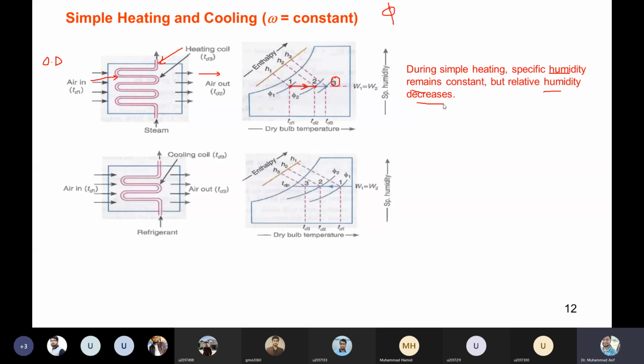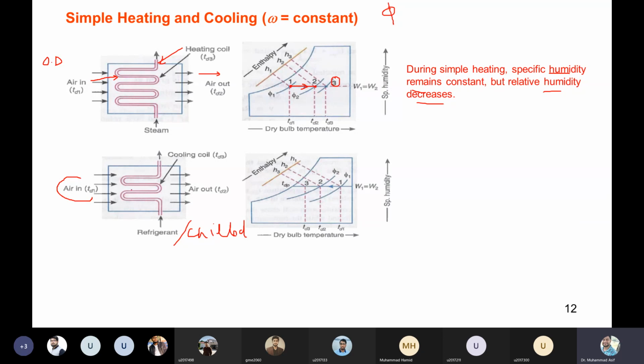What about the simple cooling? Similarly, the simple cooling process can be achieved with the help of a refrigerant. The outside air comes in contact with the cooling coil, and inside the coil could be chilled water. We can use chilled water, as in the vapor absorption process, or in the case of a vapor compression process, we can use a refrigerant.